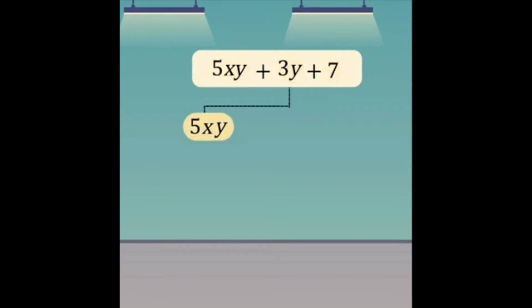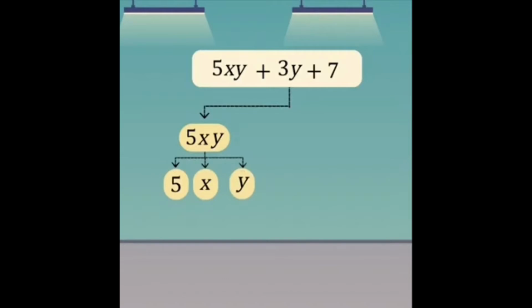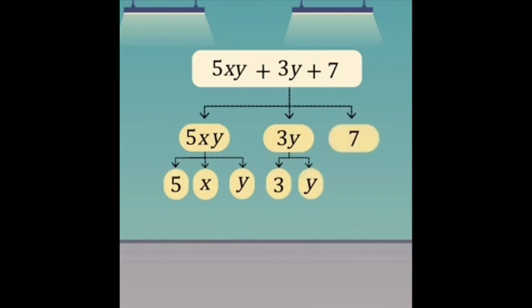Let's look at the term 5xy. This term is made up of a number 5 and variables x and y. Then we have 3y, which is a product of 3 and y. And finally, we have 7, which is a constant term as it has no variables. The smaller parts like 5, x and y in a term 5xy are called factors. So, factors combine to form a term, and terms are put together to form an algebraic expression.